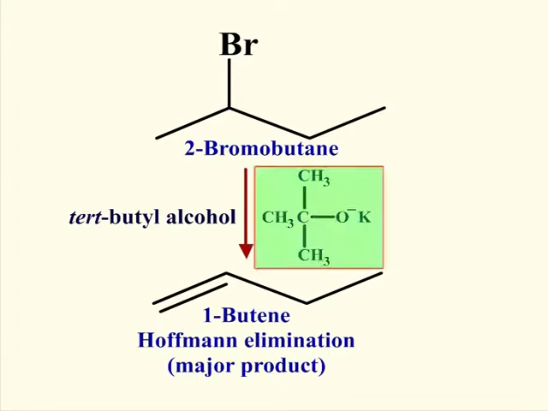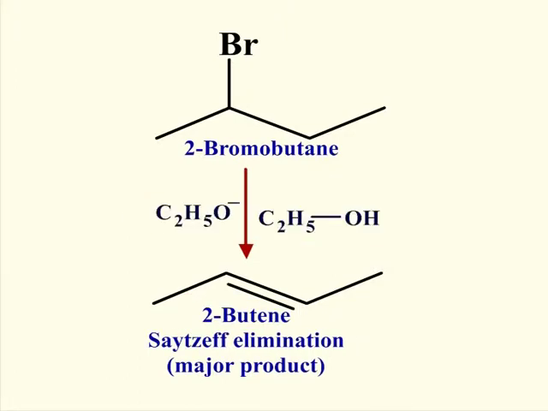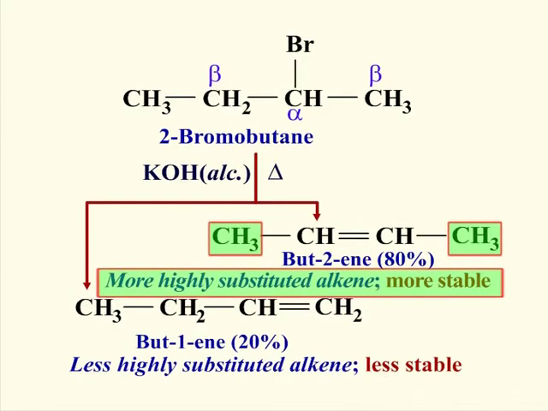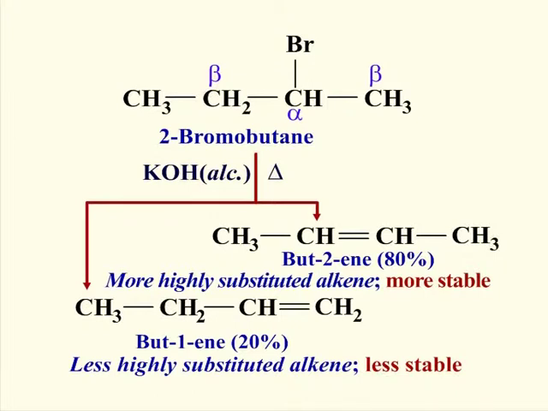If bases are large, that is bulkier, due to steric hindrance, less substituted alkenes are preferred. That is, Hofmann's product will be formed. But if the base is small, more substituted alkenes are preferred. That is, Saytzeff's product will be formed. In a compound which can eliminate to give different alkenes, the more highly substituted alkene is the major product. This generalization is known as Saytzeff's rule.